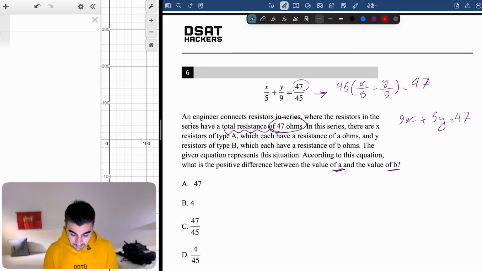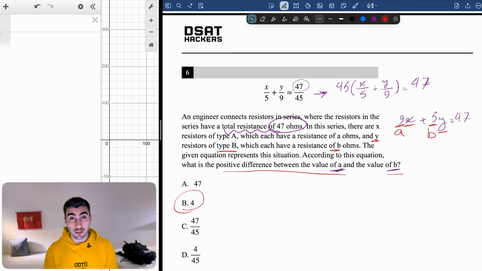Okay, it might sound confusing, but this is the number of the resistors that we have, and this is the resistance. So this is A, and the same goes here. This is how many resistors y of type B we have, and each one is B ohms, so we do 5 times y. So this is the value of B, right? So what we want to do is the positive difference between A and B is going to be 9 minus 5 gives us 4. Choice B is the answer for this question. Very easy. The only thing we did is just multiply this equation by 45 to convert it into total form of the resistors, and then it gives us this equation, and then everything makes sense.